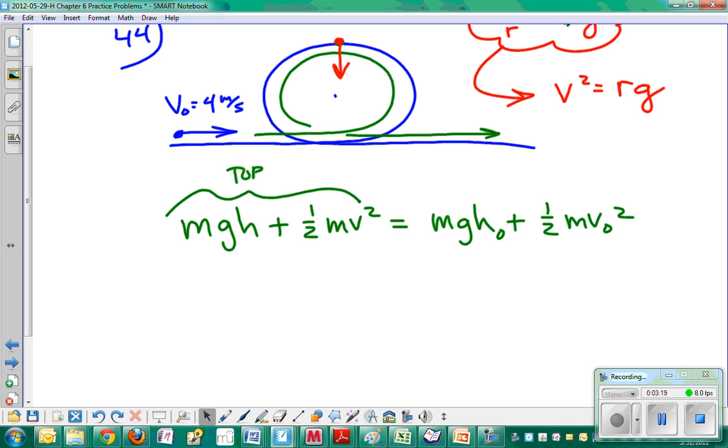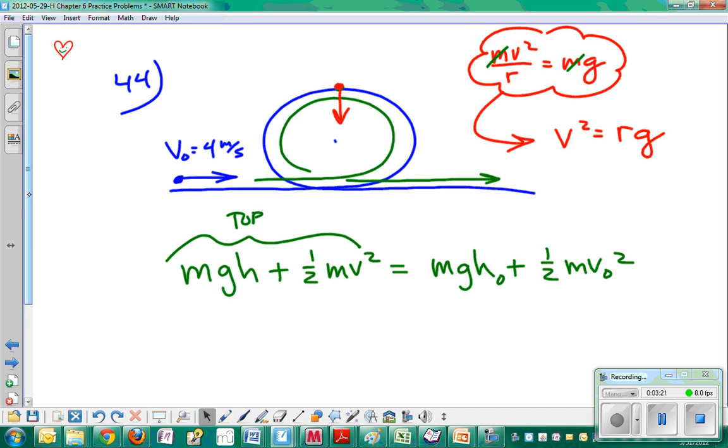So we have a choice here as to how we're going to define our coordinate system, or what these different heights are going to be.